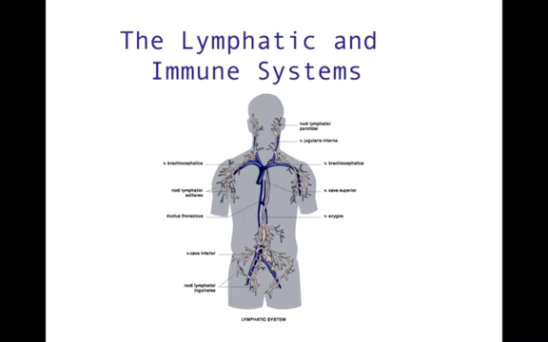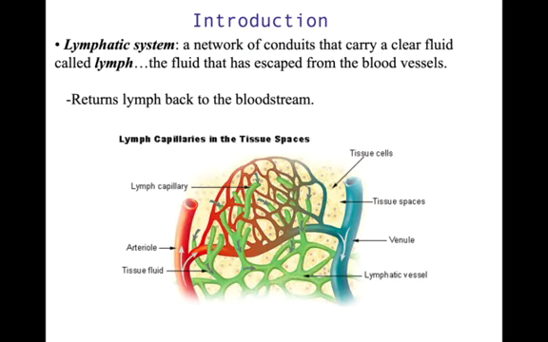Now, the lymphatic system is closely related to the immune system, and it's a system that takes excess tissue fluid, or fluid that has leaked out of your blood vessels, and returns it back to the subclavian veins in your neck. So let's talk about the two systems, starting off with the lymphatic system. It's a network of conduits, passageways, vessels, basically, that carry a clear fluid called lymph.